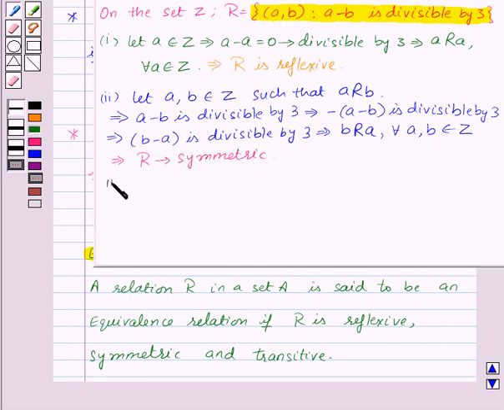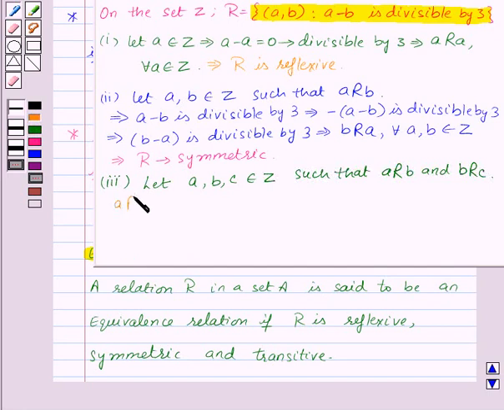Lastly, we will show that the relation R is transitive. So, for that, let us assume that a, b and c belong to set Z such that a is related to b and b is related to c. Now, a is related to b implies that a minus b is divisible by 3 and b is related to c implies that b minus c is divisible by 3.